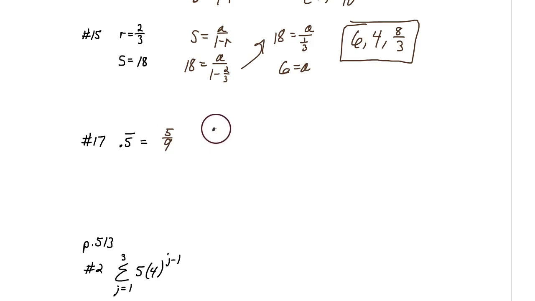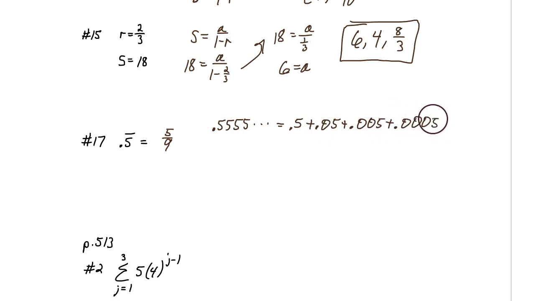What you can do is write out the repeating decimal as a series. It would be 0.5 plus 0.05 plus 0.005 plus 0.0005 plus, and so on forever. So the first number is a, and looking from term to term, we can see that the value of r is 1/10, because 0.5 times 1/10 is 0.05, and so on. And we have an infinite geometric series.